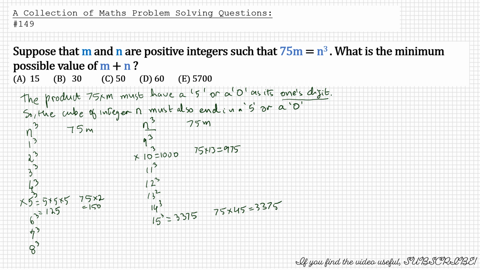So therefore we found m and n. So m equals 45 and n equals 15. So we have to find m plus n, and that equals 45 plus 15, and that equals 60. So the answer is 60.